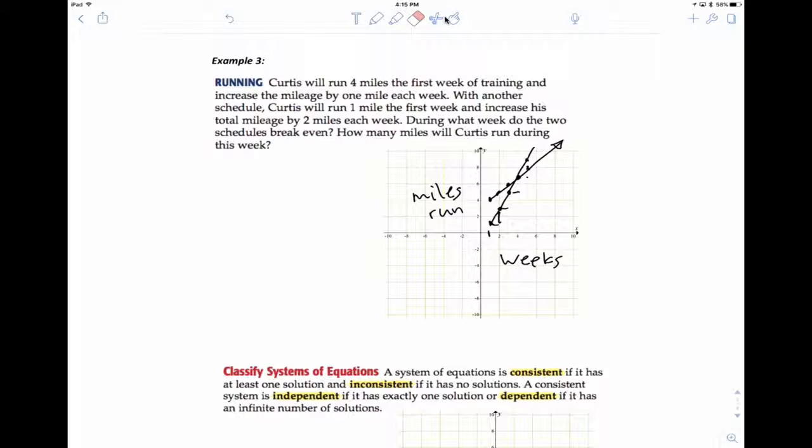During what week do the two schedules break even? And it looks like it is right here, reading it off the graph. And it looks like it's week 4. How many miles will Curtis run during this week? And during this week, we're reading off the number of miles he's running to be 7.